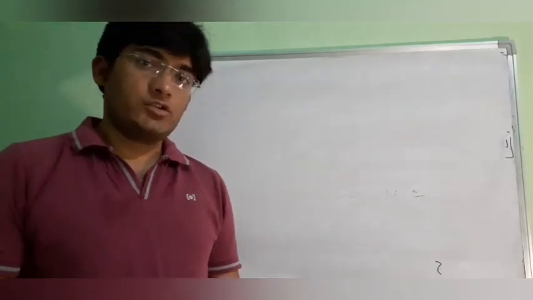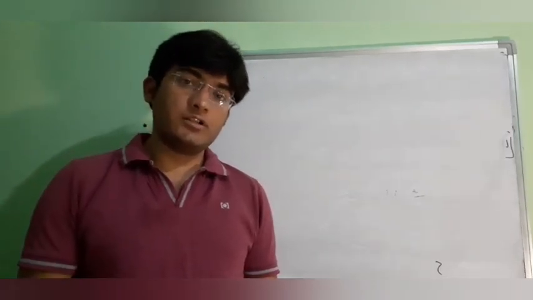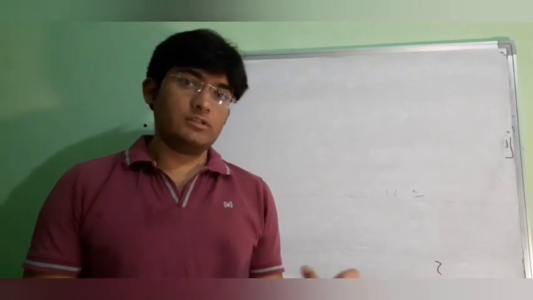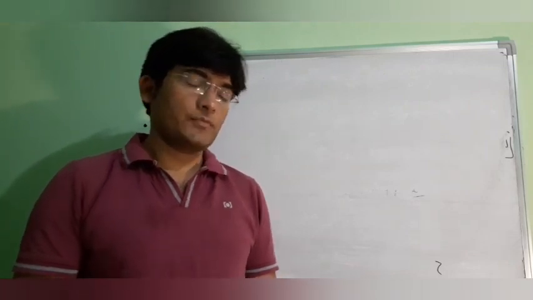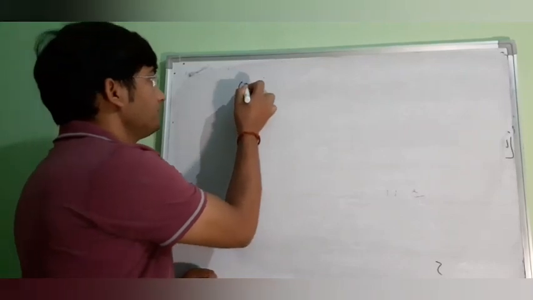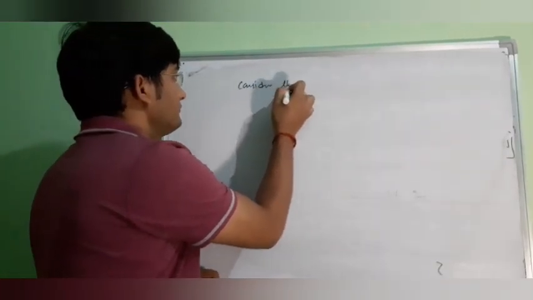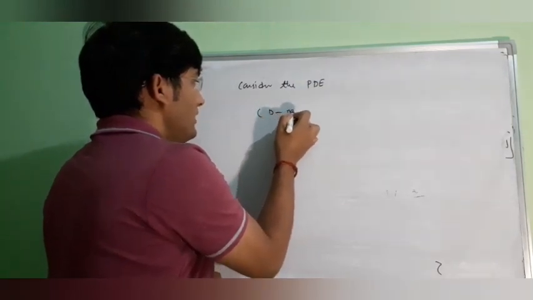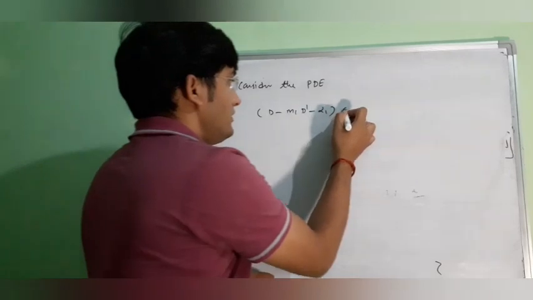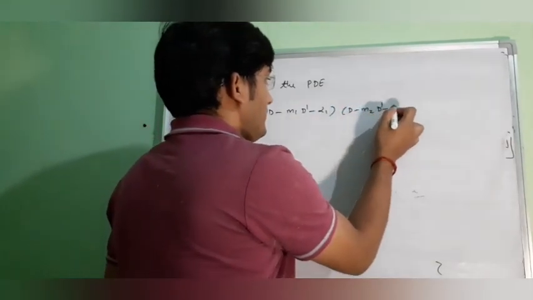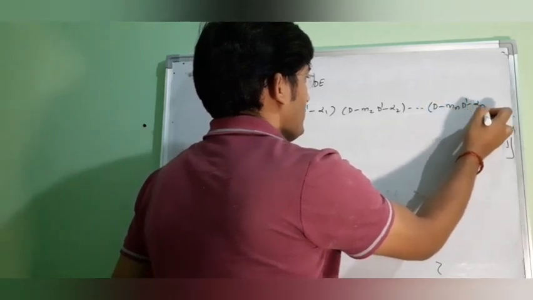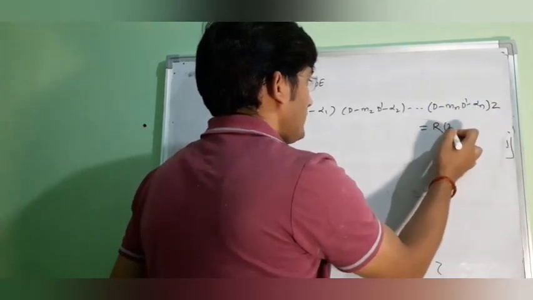Today I will talk about the non-homogeneous linear partial differential equation with constant coefficients, and then we'll try to solve some questions related to this non-homogeneous partial differential equation. So consider the partial differential equation (D - m1 D' - α1)(D - m2 D' - α2)...(D - mn D' - αn) z = some function of x, y.